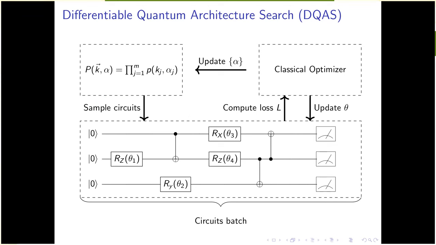And the general graph of the algorithm: firstly, the classical computer prepares parameters alpha for the probability distribution. Next, we randomly draw a batch of circuits according to this distribution, so we have a batch of different circuits. Next, we evaluate the loss function. Of course, the probability distribution determines only the architecture, so we still have continuous parameters. So we also have to properly evaluate our circuits, update and optimize the parameters of the circuits. And finally, based on the computed loss function, the classical computer determines new parameters alpha.